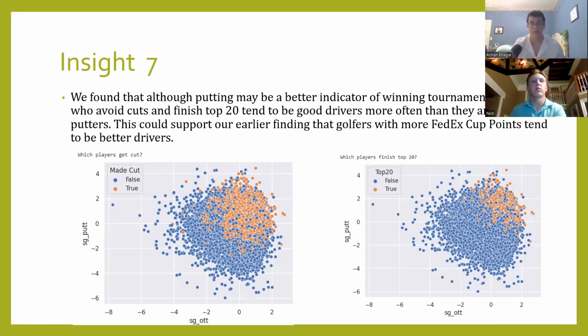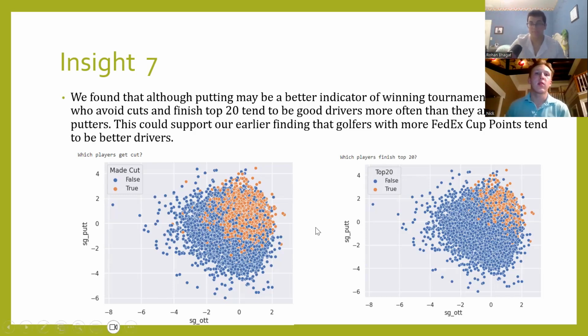And we saw earlier on Insight 5 with the PGA Tour Championship points that players who are at the top were better drivers, but players who are at the bottom also tend to be drivers as well. So it suggests that drivers dominate the bottom part and the top, but not the elite part of golfers. But great putters tend to be the ones winning these tournaments.